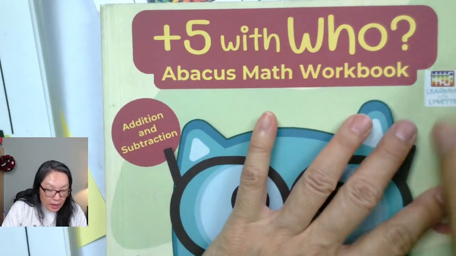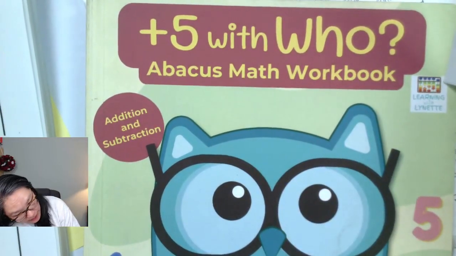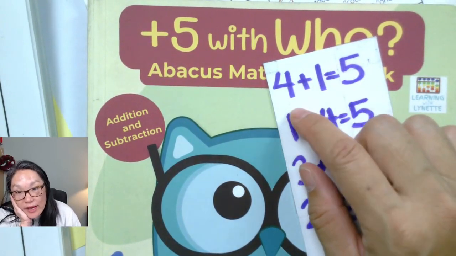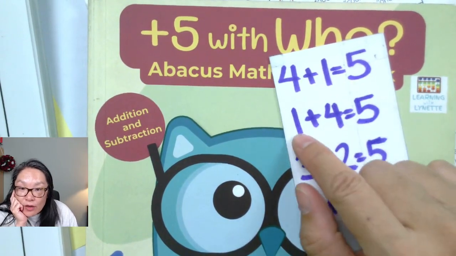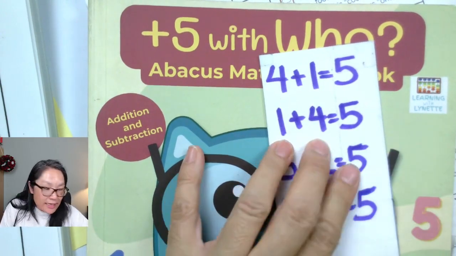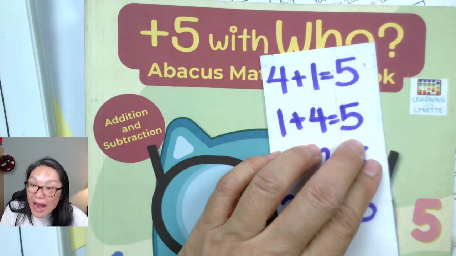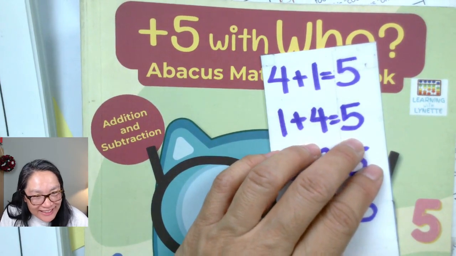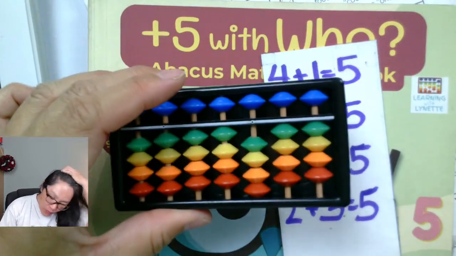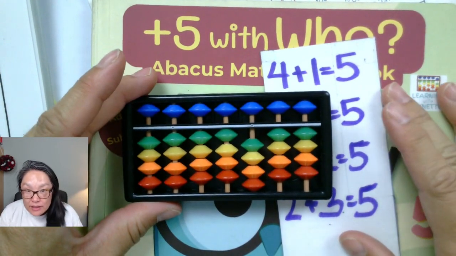There are a few things that we need to understand. In mainstream math, we are teaching the kids how to make a 5. We have 4 plus 1 is equal to 5, or 1 plus 4 is equal to 5. This is a concept that in the abacus world, we are going to power up. Why are we going to do that? The reason is because we won't have enough beads, right?